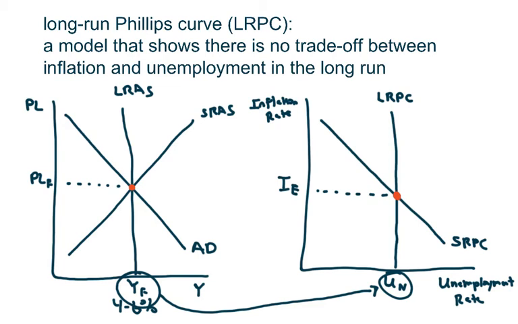So IE is the expected inflation rate. It is the inflation rate at long run equilibrium, and it's the inflation rate when LRPC equals SRPC.